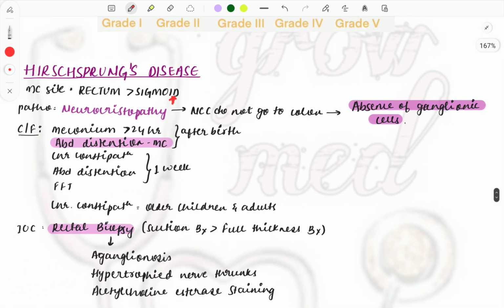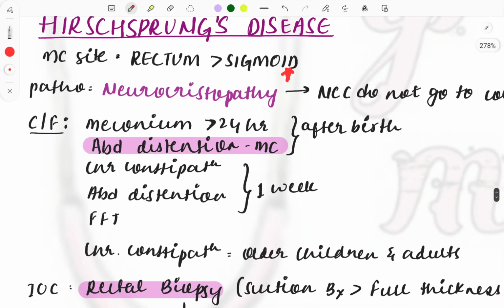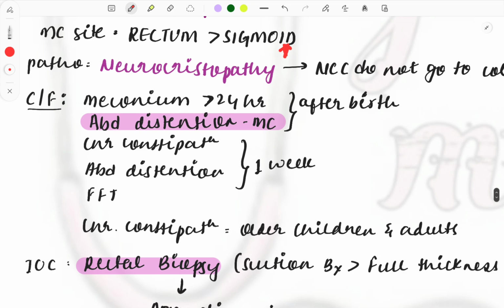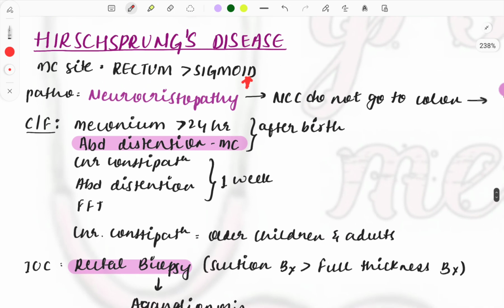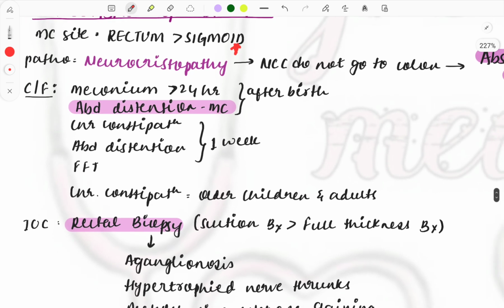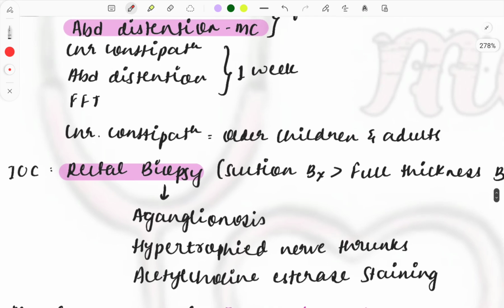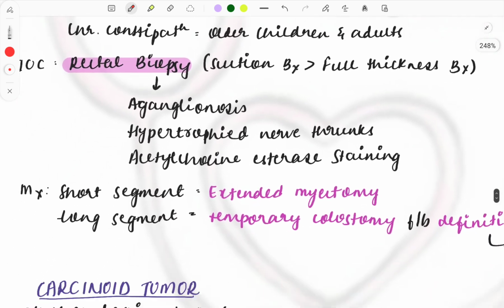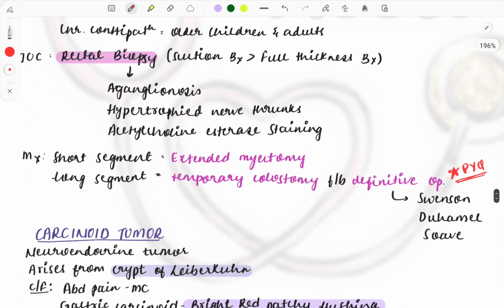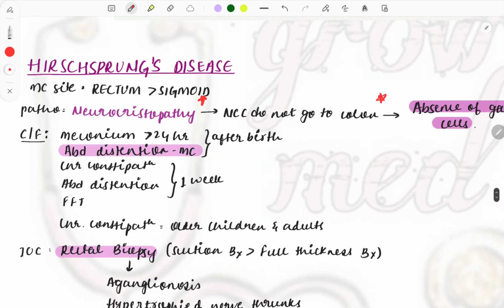Okay. Then these are the clinical features which will be described in the clinical case: delayed passage of the meconium, abdominal distension, and after that, in 1 week, you can see chronic constipation. These things will be described in the question. The investigation of choice is the rectal biopsy, and this is the treatment modality. So the questions asked on this one are on this pathology.